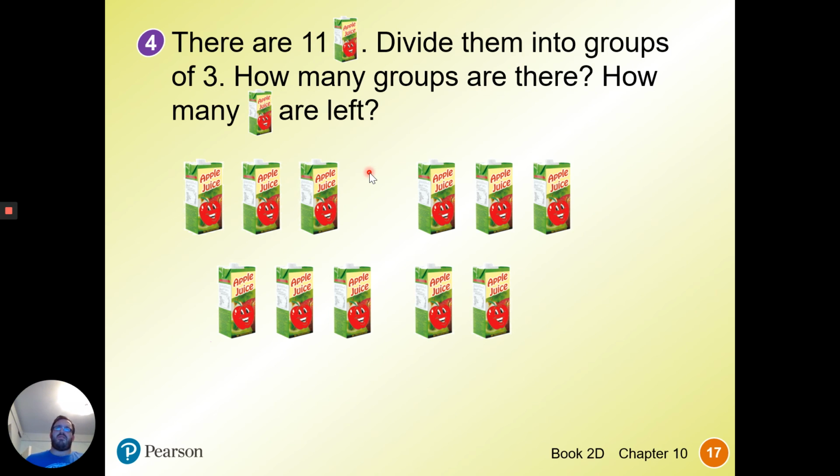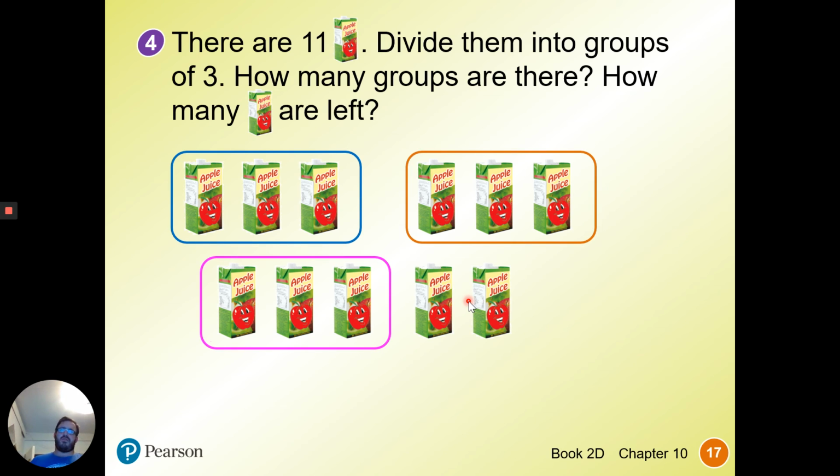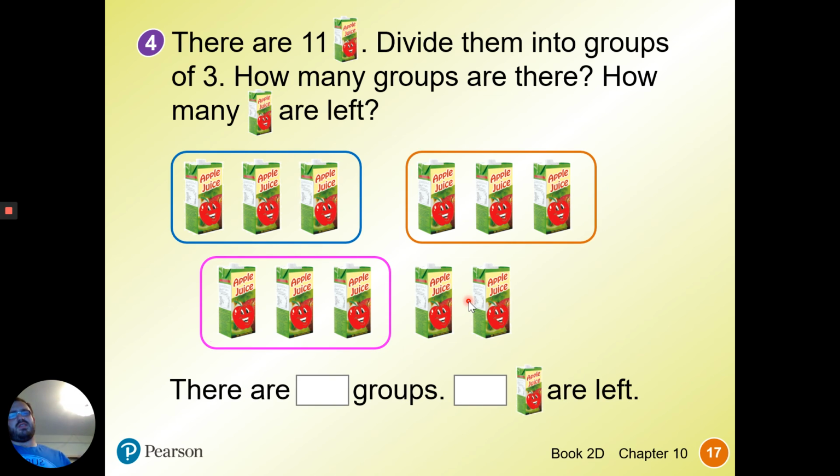About dividing 11, we can do the exact same. Here's 3, here's 3, here's 3. We've got 2 left over. So we've got 3 groups of 3 and 2 are remaining.